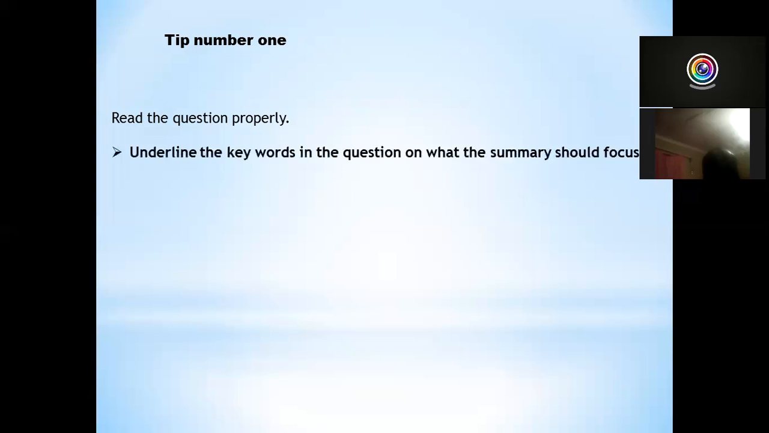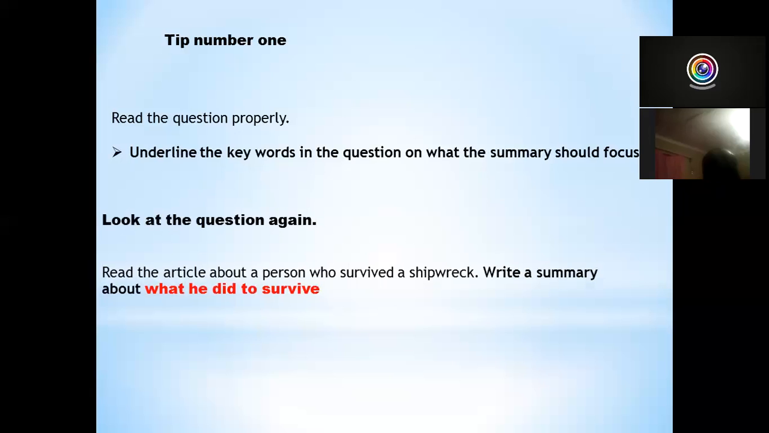Right, tip number one when you are writing your own summary: read the question properly. That's tip number one. What do we mean there? We are saying when you are reading the question, you must underline the key words in the question on what the summary should focus on. So you must make sure that you understand those key words and underline them, so that you'll be able to know what exactly the question is asking you to do.